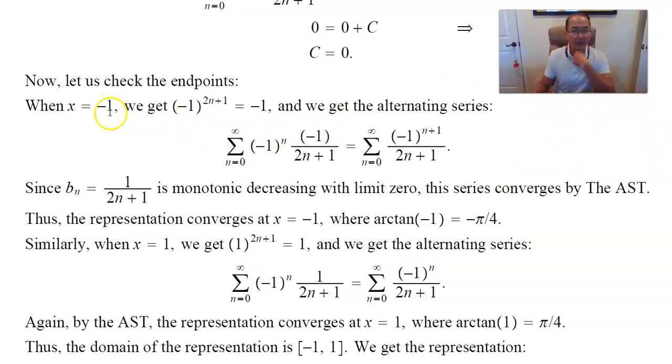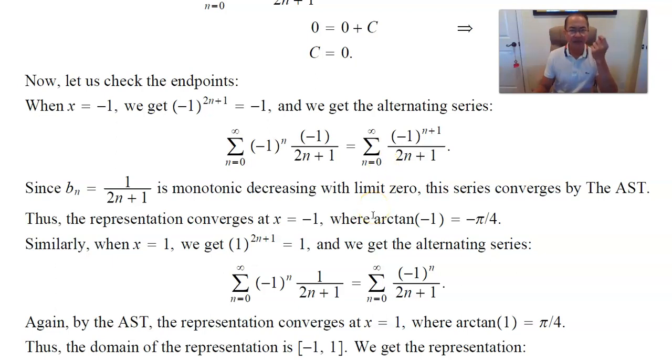When x is minus 1, we have minus 1 to the 2n plus 1, but that's even, so minus 1 to the 2n is just plus 1, and we just get minus 1 to the 1, or minus 1. So we get minus 1 to the n times minus 1 over 2n plus 1. We can put these two together. Ooh, we get a nice alternating series. And we know that b sub n, 1 over 2n plus 1, is monotonic decreasing. It goes to 0. So this converges by the alternating series test.